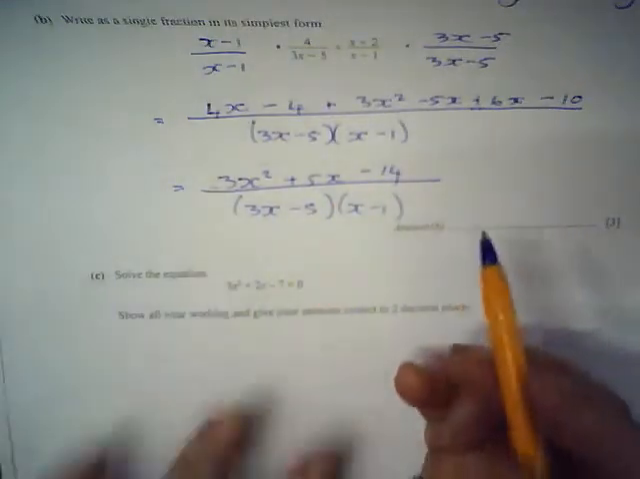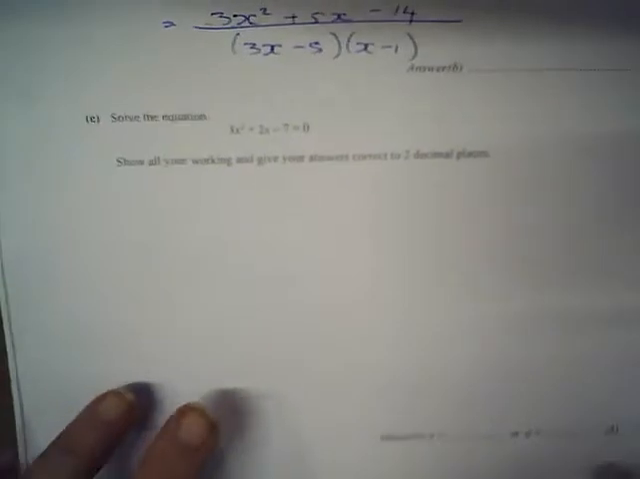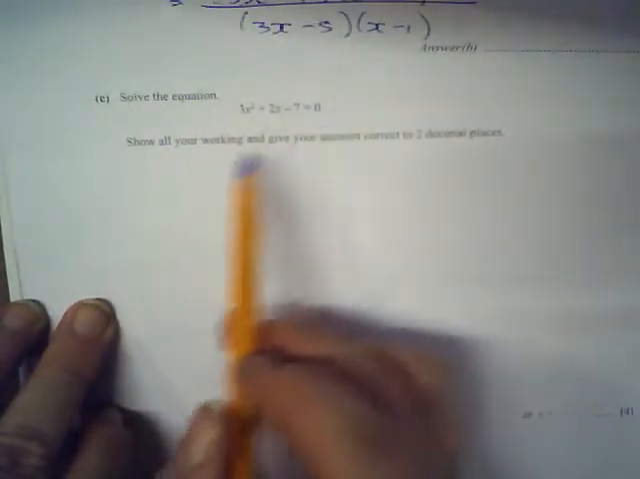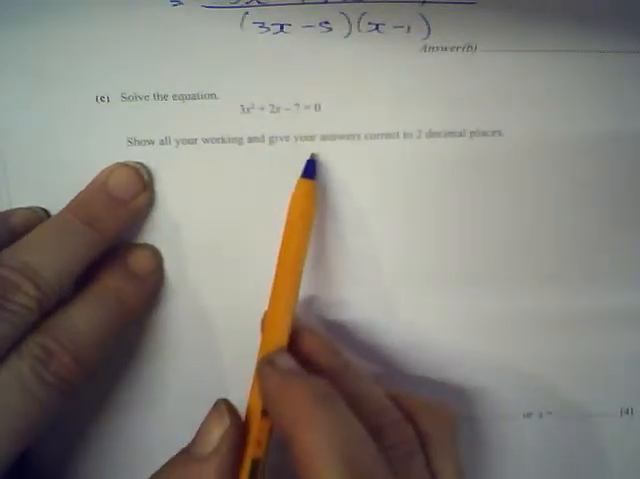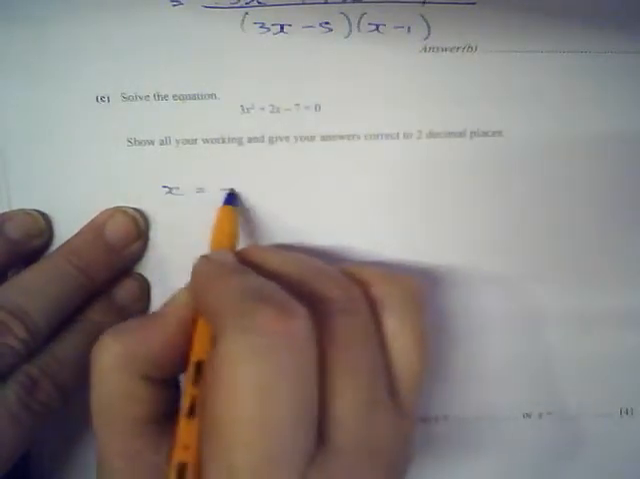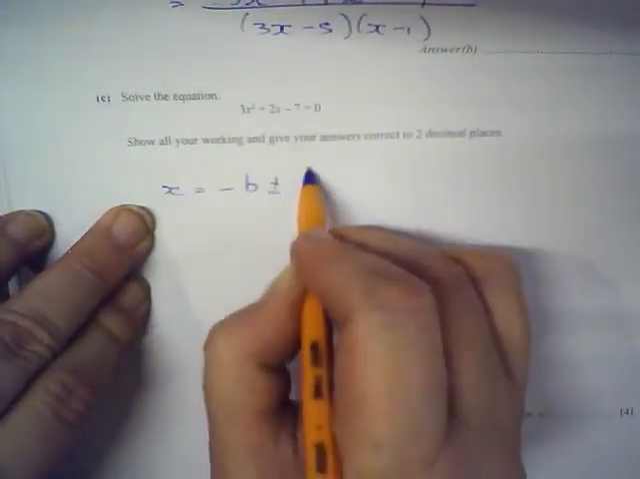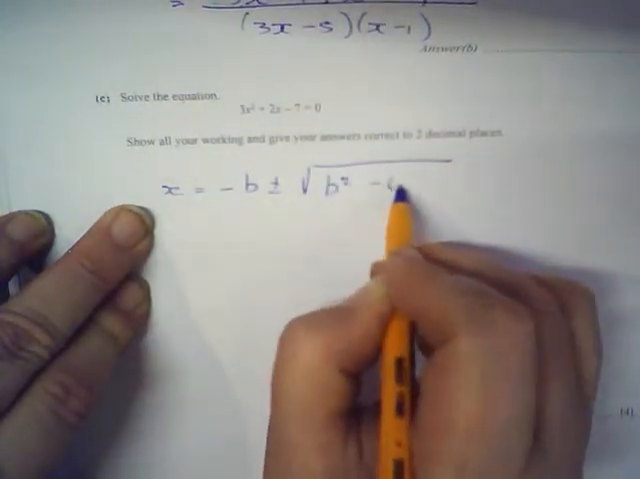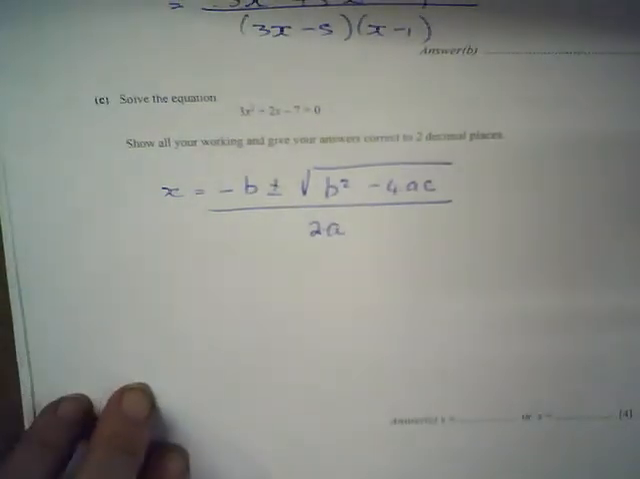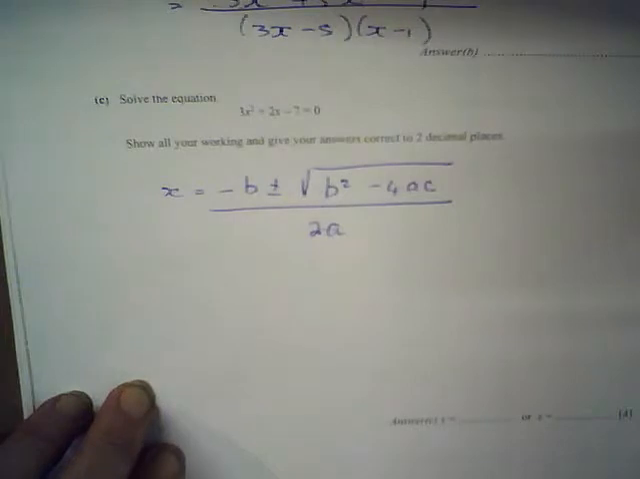Okay. Good, so the next question is: solve the equation 3x squared plus 2x minus 7 equals 0. Show all your working and give your answers correct to 2 decimal places. So here we definitely have to use the quadratic equation. So that's x equals negative b plus or minus the square root of b squared minus 4ac all over 2a. Okay, then we just fill in the values.